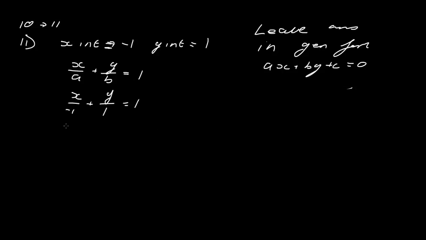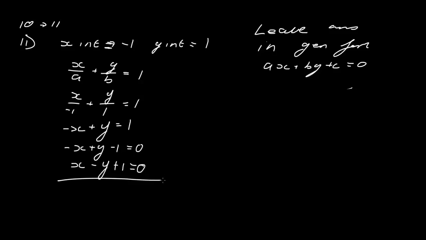So let's start by simplifying this a bit. This is actually a very easy one. x over -1 is -x plus y over 1 is y is equal to 1. Let's get it into general form by getting the -1 across. -x plus y minus 1 equals 0. In the general form they don't want a to be negative, so we multiply everything through by -1, and that gives x minus y plus 1 equals 0. And there you go, we're in general form.